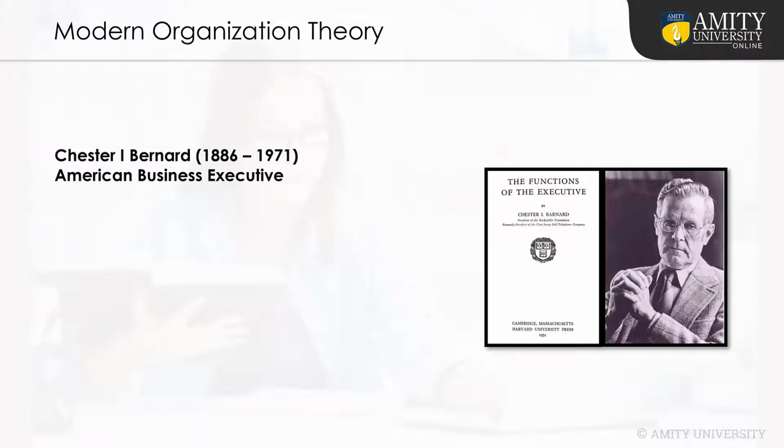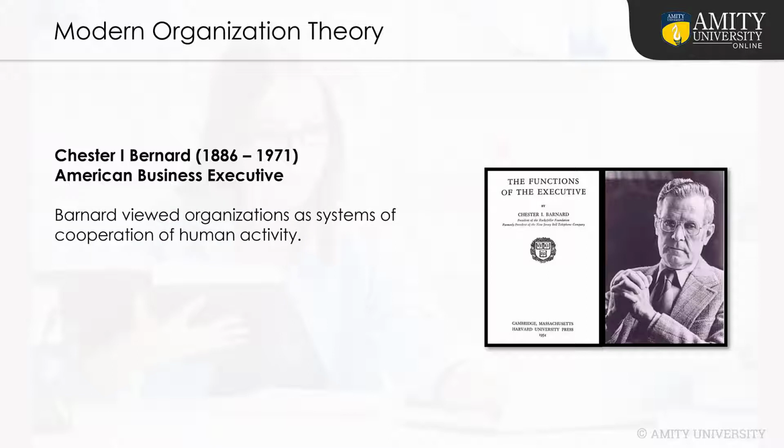Chester I. Barnard, an American business executive at AT&T Corporation, in 1938 provided a comprehensive explanation of the modern view of management and organization. Barnard viewed organizations as systems of cooperation, human activity, and noted that they are typically short-lived. He considered the individual organization, suppliers, and customers as members of an organizational environment or system, one of the first to consider the importance of stakeholders.